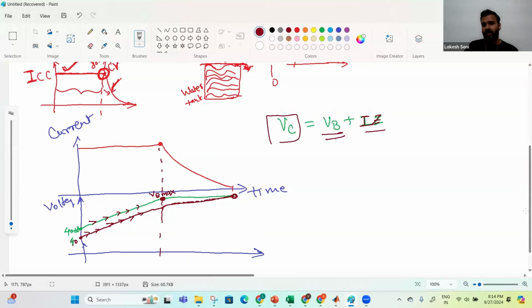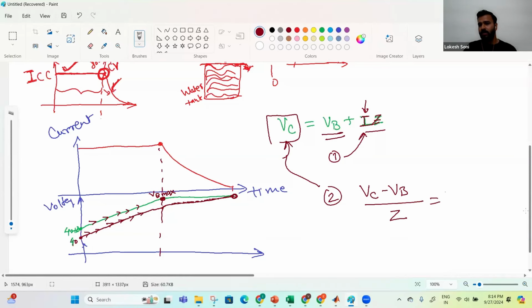what you do is the equation changes. Now current is not controlled. Initially in phase 1, current was controlled. In phase 2, voltage is controlled. Okay. So in phase 2, what happens? This equation is modified in this form: V charger minus V battery upon impedance would be equal to current.